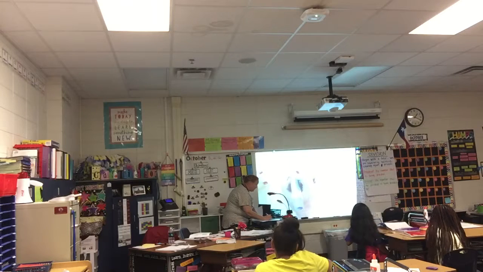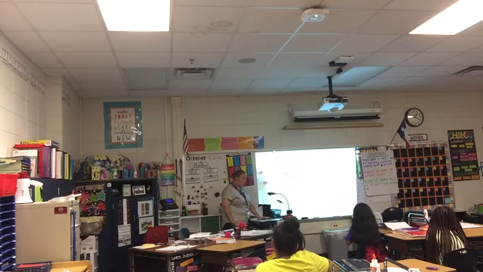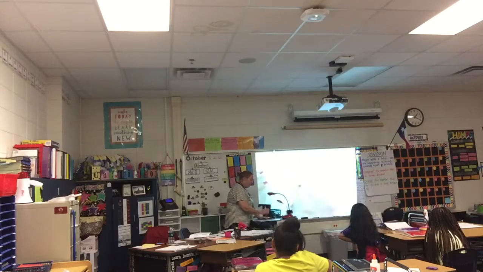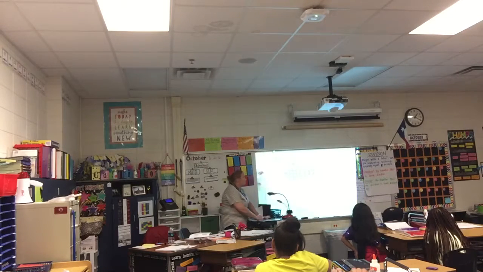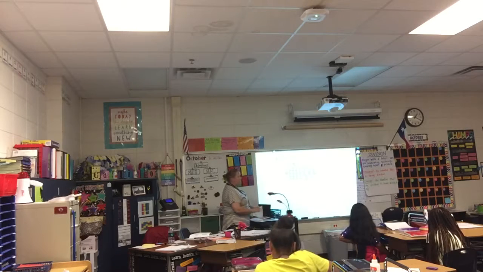Across each row, we should have 3. Going down in each column, we should have how many? 4. We have a 4 by 3 area model, which gives us our total of how many did we say we started with? 12. Okay? Now, what about 15 divided by 3?